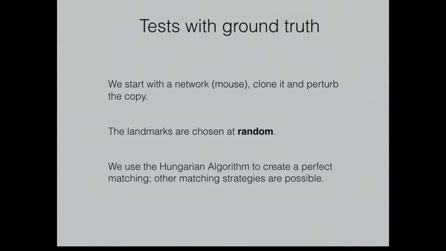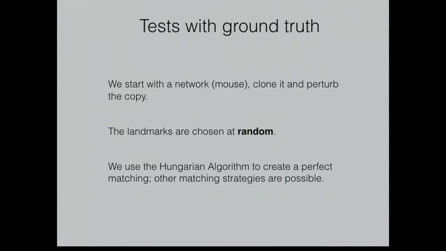To test it, we wanted to know whether these diffusion techniques work with perturbed networks. Could I start with a ground truth? And so we created tests with ground truth. The way that we did this is we took the mouse network. We picked the mouse network because we wanted one that's fairly big. We took it, we cloned it, and then we perturbed a copy. And we did this multiple times. We chose the landmarks at random. Because I'm using the same network, I could choose the homologs or preserve things.